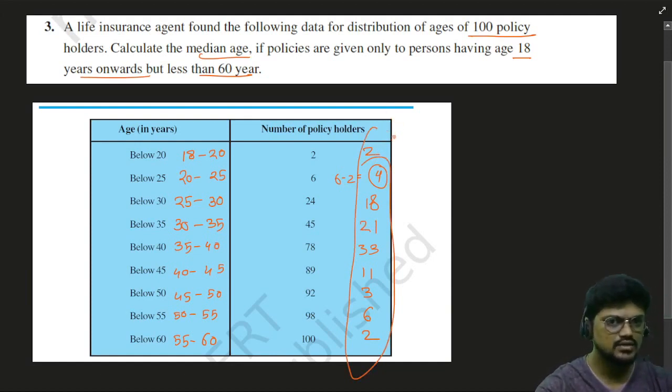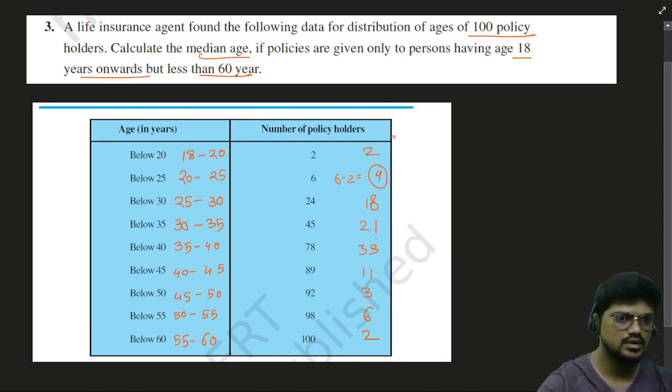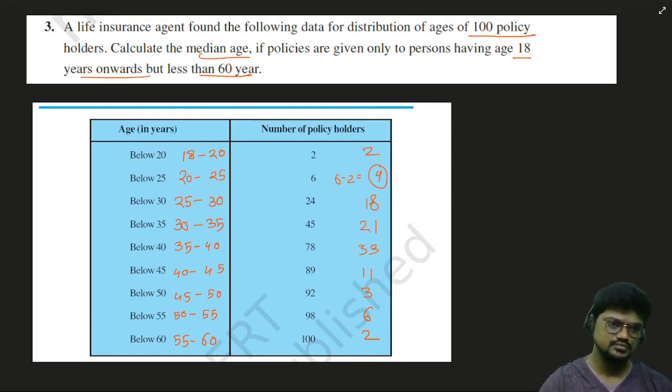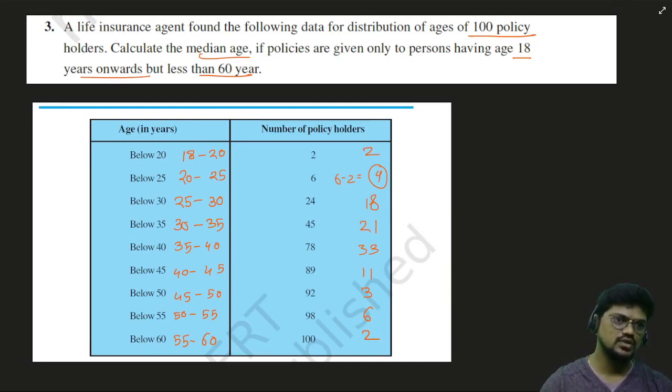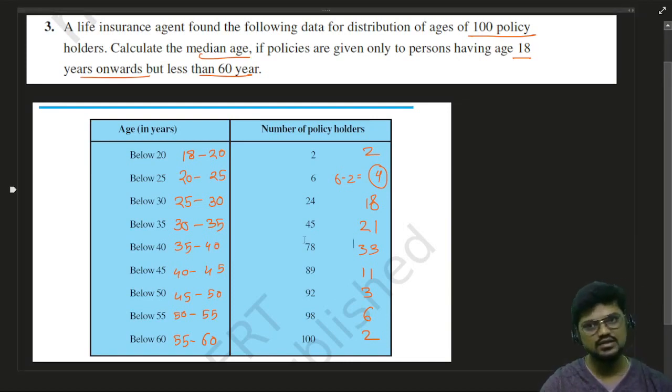Are you getting it? Yes, getting it, sir. That's it. Otherwise, the rest of the sum is almost the same. The only change was this: you have to find the frequencies and the class intervals. Clear? The rest of the sum you can do on your own, to find the mean, median, and mode.